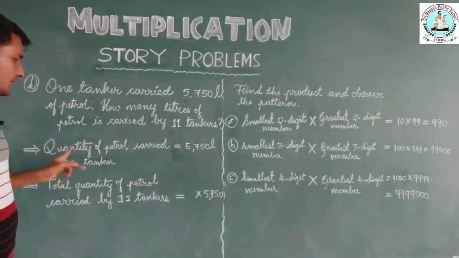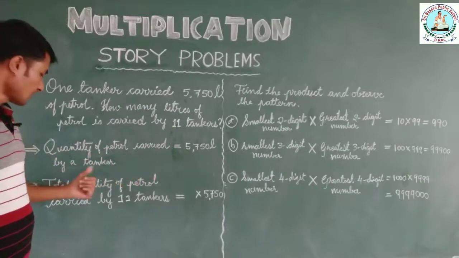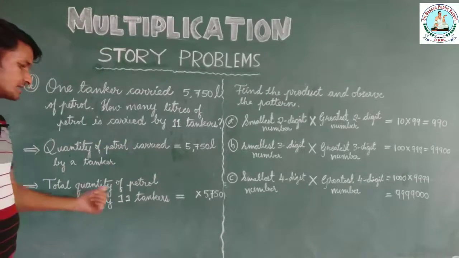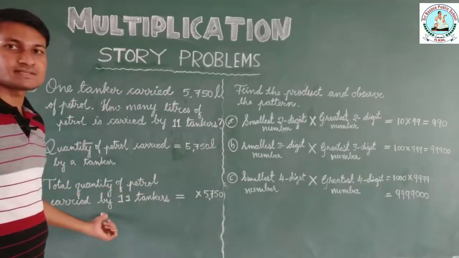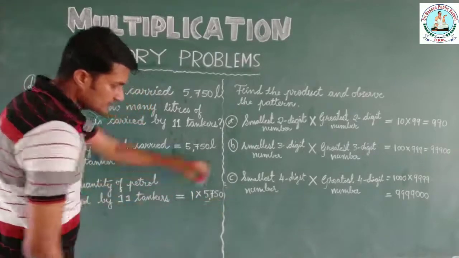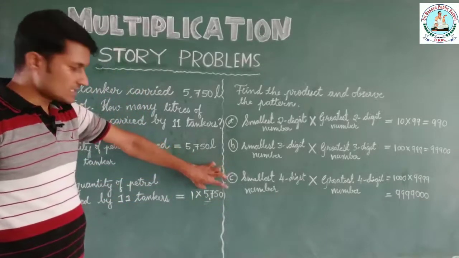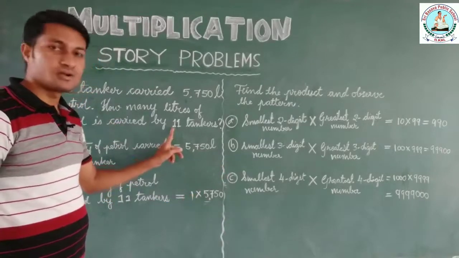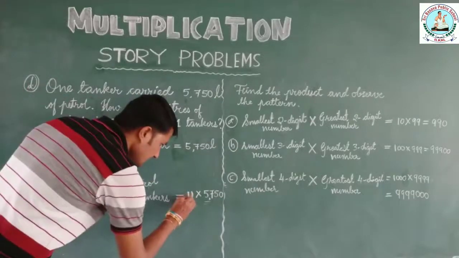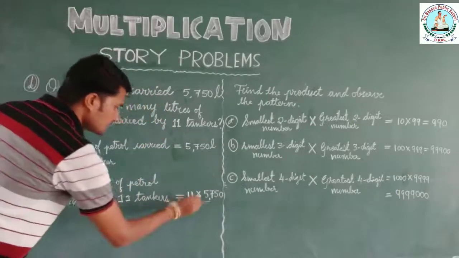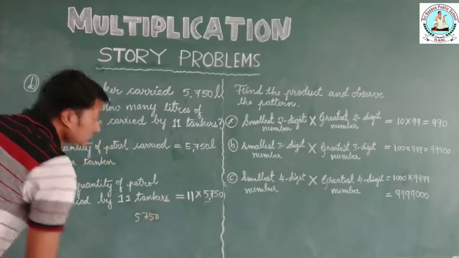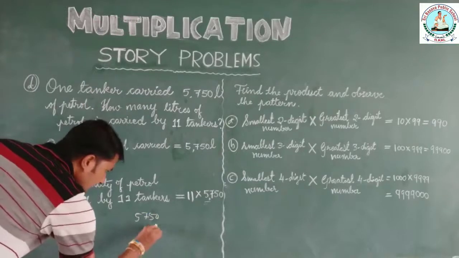So the first sentence would be: quantity of petrol carried by one tanker. How much? 5,750 liters. And total quantity of petrol carried by 11 such tankers. This is the quantity of petrol carried by one tanker, but we need to find out how many liters of petrol are carried by 11 tankers. So multiply by 11. Let's multiply this separately. It is 5750, right, times 11.